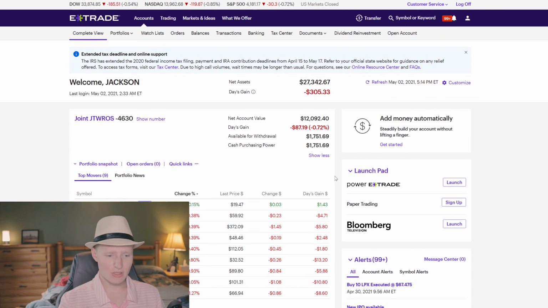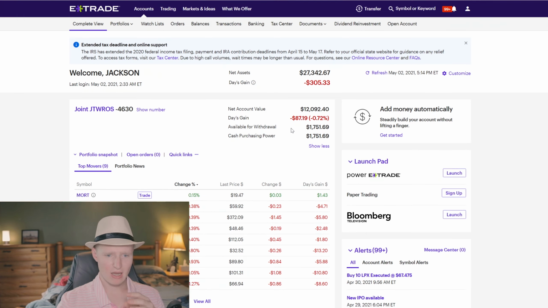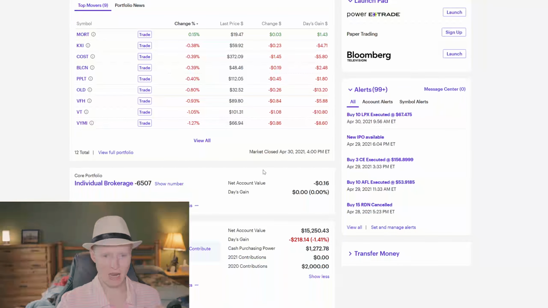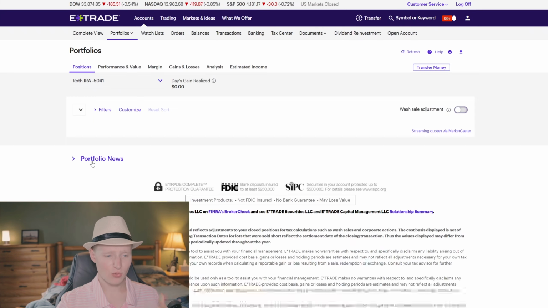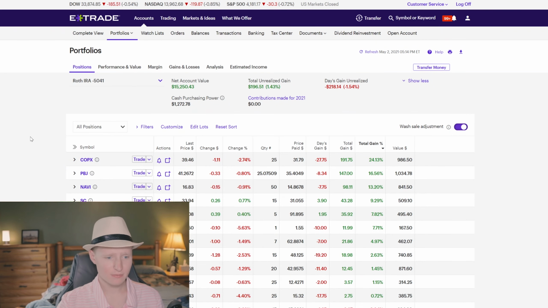After signing in, you can see that we have all of our positions available here. So I have my different brokerages, my daily gain, how much I have available for withdrawal, purchasing power. I'm going to be doing this in my Roth account, so we'll click on my Roth IRA.